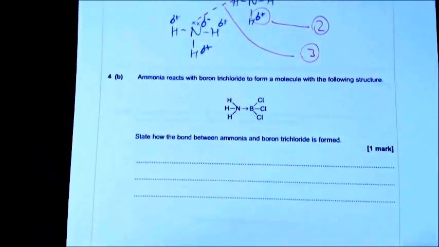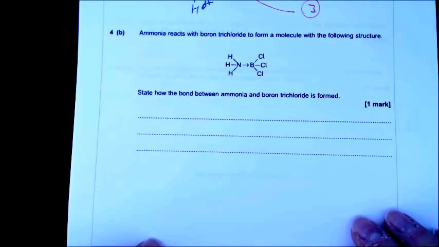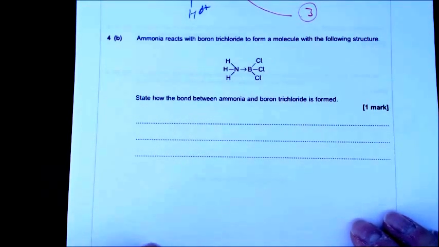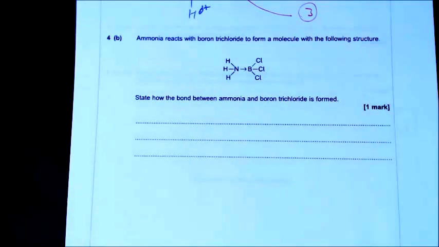If we go on to the next question, which is 4b, the question's asking that says ammonia reacts with boron trichloride to form a molecule with the following structure.